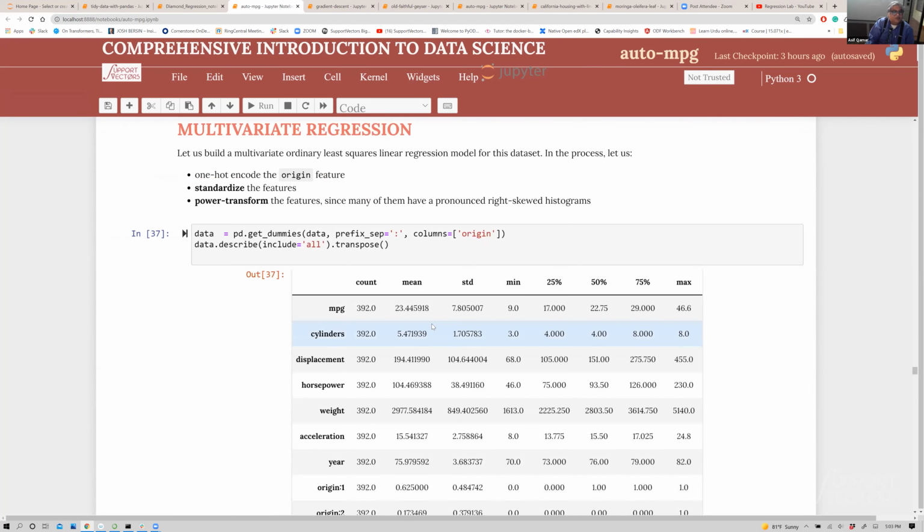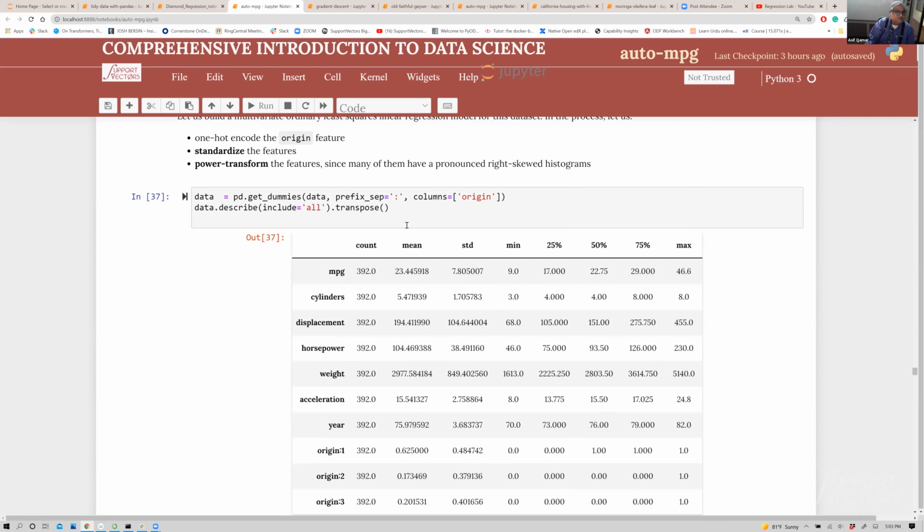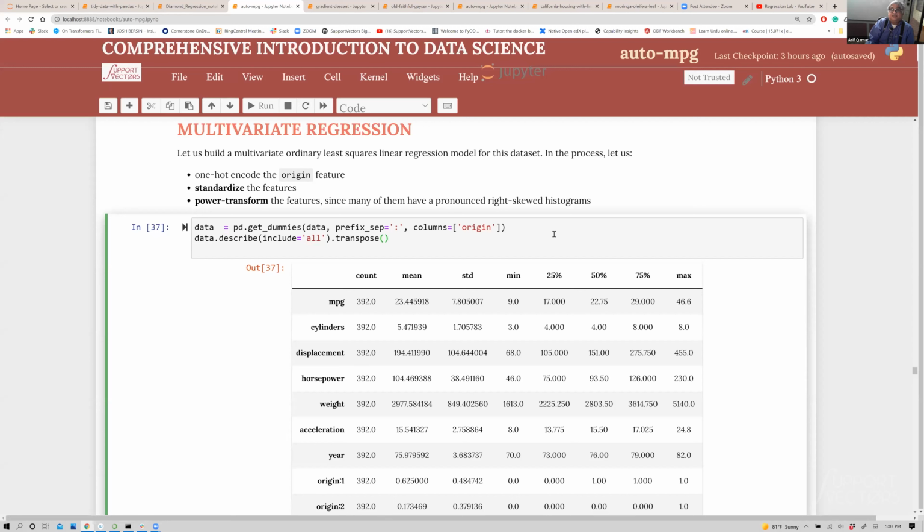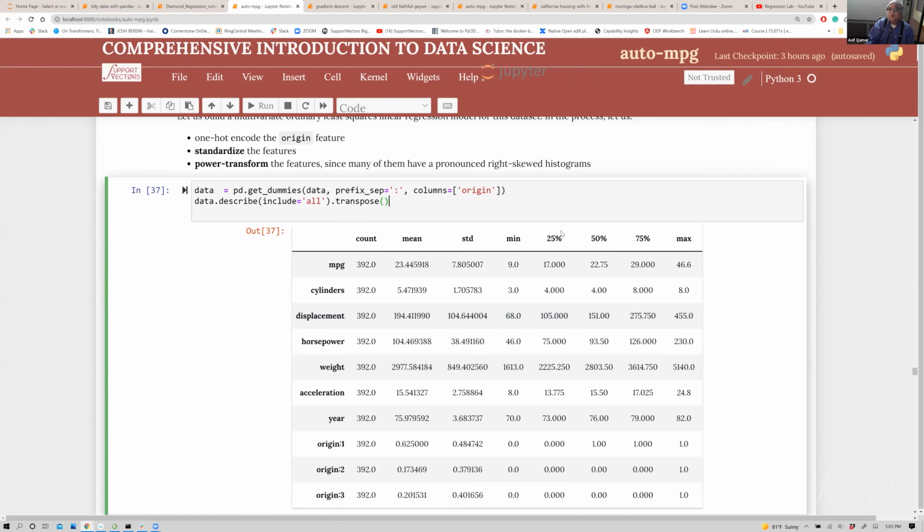Now, the problem number 9 is to do a full analysis using all the predictors. So let us use all the predictors. Now, there is a problem. One of the predictors is origin, which is like US, Europe, and Japan: 1, 2, 3. How do you deal with that? So what you have to do is dummy encode it.